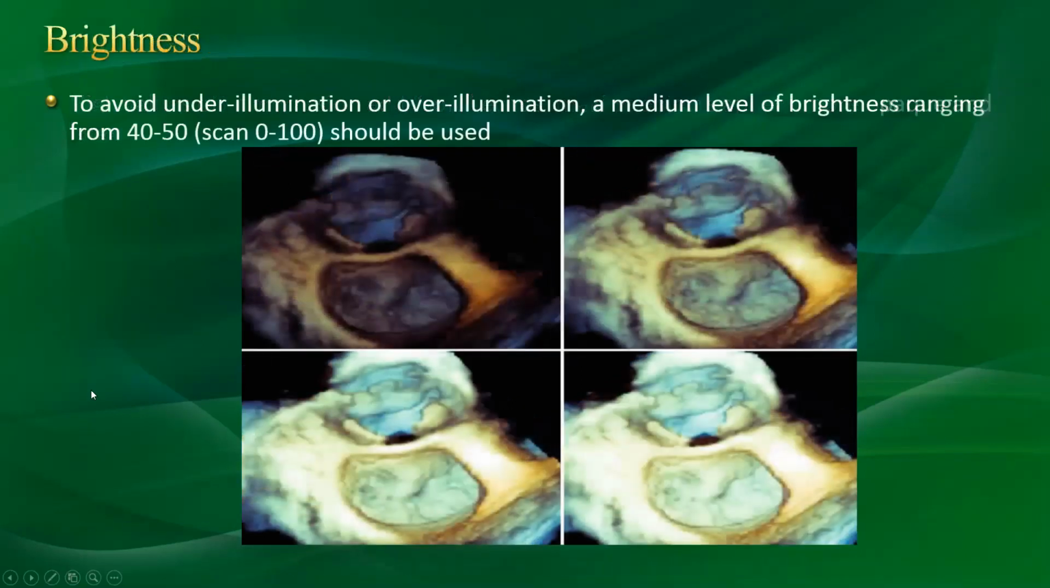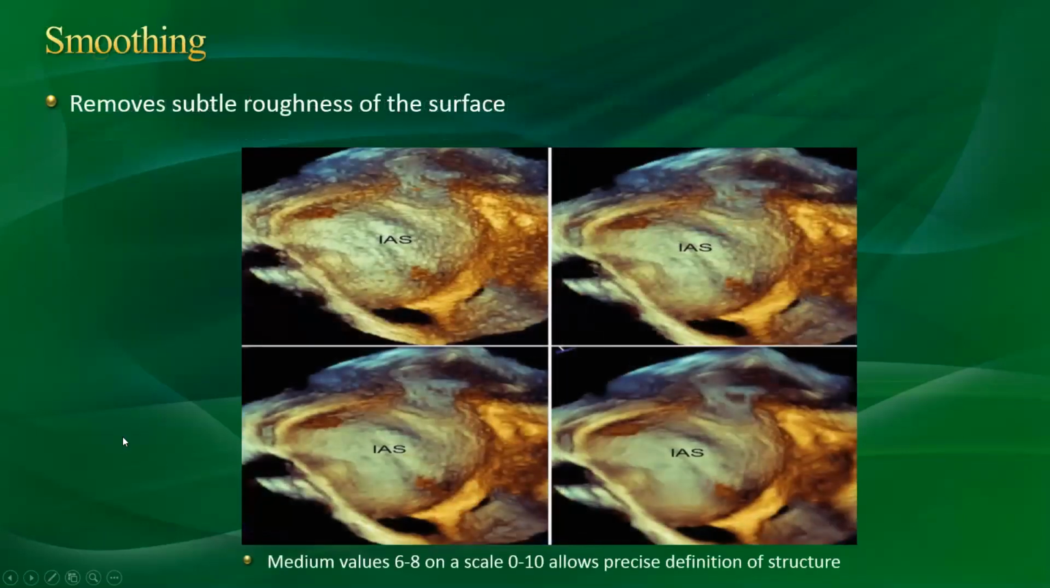Brightness, basically you want to have nice illumination of your structure. So for example, on the top left here, it's too dark. You have under illumination. On the right bottom here, you have over illumination. In general, we recommend 40 to 50 on a scale of 0 to 100. So there is no clear setup. With practice, you get what you want and what you like, as long as you appreciate the anatomy you're looking for.